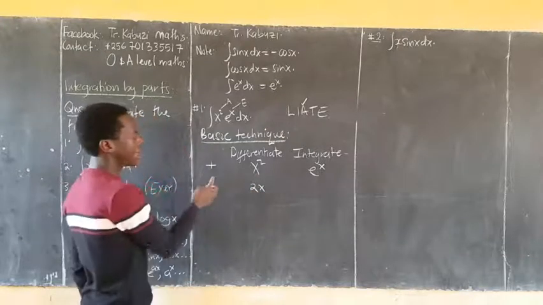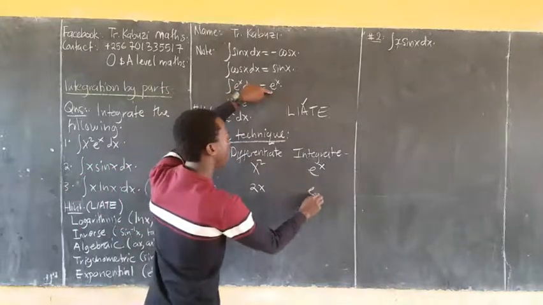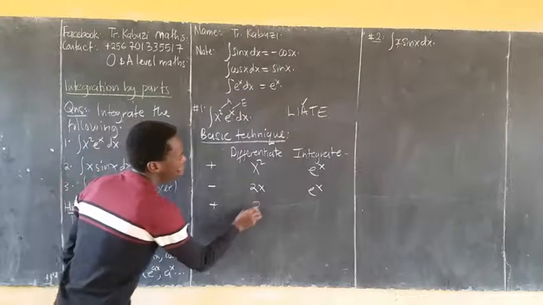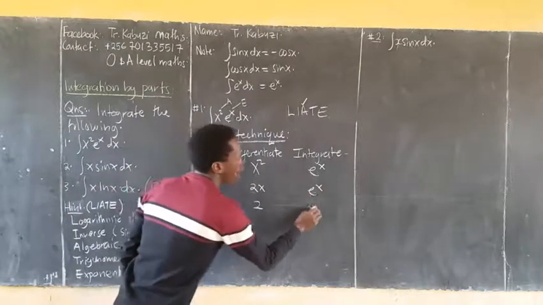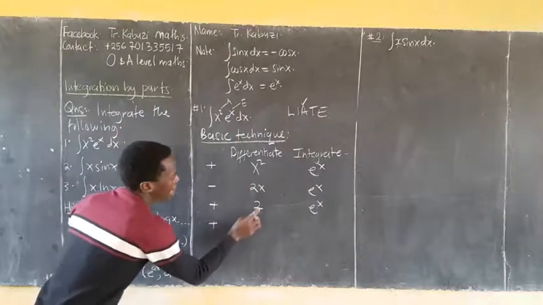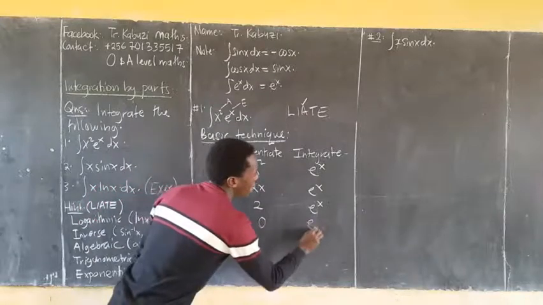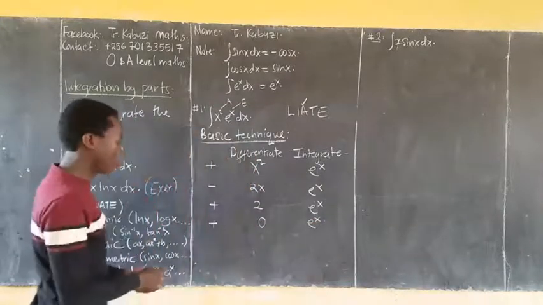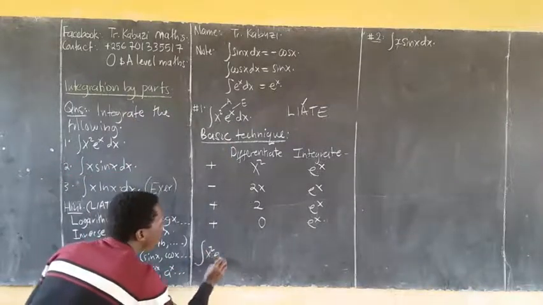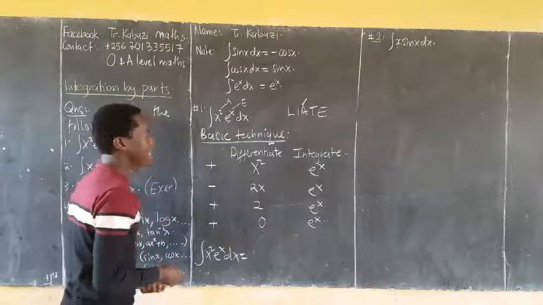The second sign is minus. When I integrate the e to the x, I have e to the x. When I differentiate this, I get 2. When I integrate this, I still have e to the x because it's the same function. Minus, when I differentiate 2, I get 0. When I integrate this, I have e to the x.